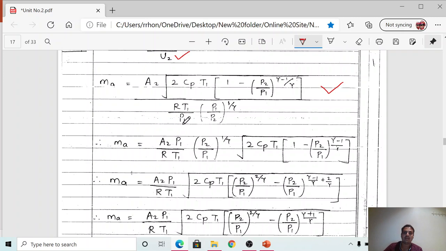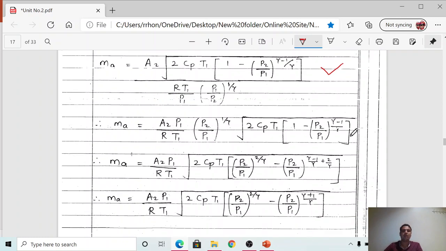Now we can write as per the standard rules. We can take it to the numerator side, and we can directly write this term P1 as it is. So we can write A2 P1, we have taken this P1 to this side. So A2 P1 divided by RT1 as it is. So again, here is P1 by P2. Now when it comes to the numerator side, there will be a change in this. So we can write P2 by P1. The power is as it is, 1 by gamma. So the remaining term is 2CPT1 in bracket, the remaining term as it is, inside the under root. Okay, so understood these things. This P1 comes to the numerator side, and this P1 by P2, when it comes to the numerator side, you have to write P2 by P1 raised to 1 by gamma according to the standard rules and laws. So here we got the simplified equation.